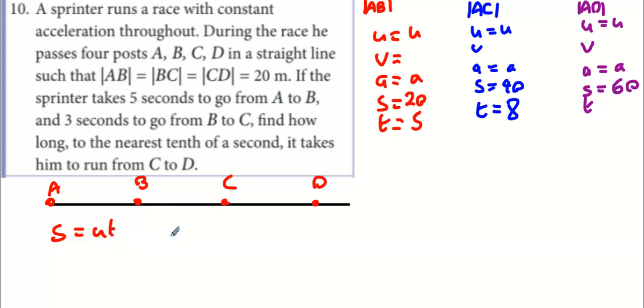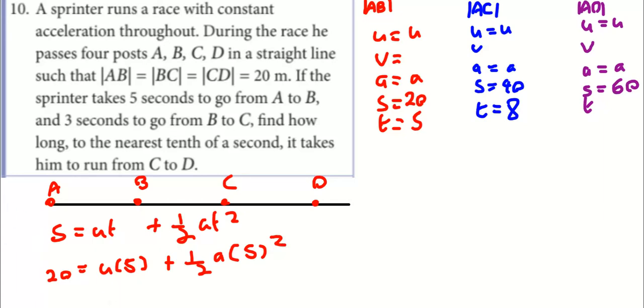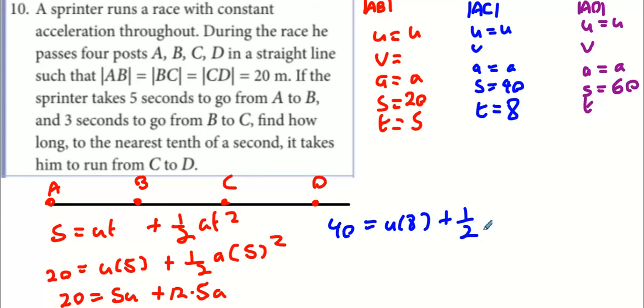So UT plus a half AT squared. Keep an eye on the calculations. 20 equals U times 5 plus a half A times 5 squared. 20 equals 5U plus 12.5A. For the blue section, 40 equals U times 8 plus a half A times 8 squared. 40 equals 8U plus a half A times 8 squared, which is 32A.